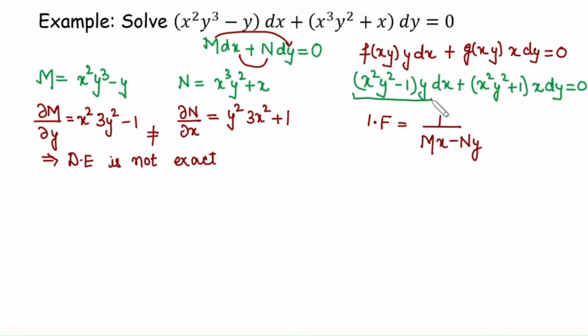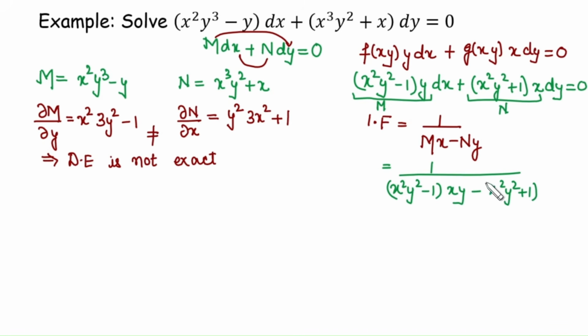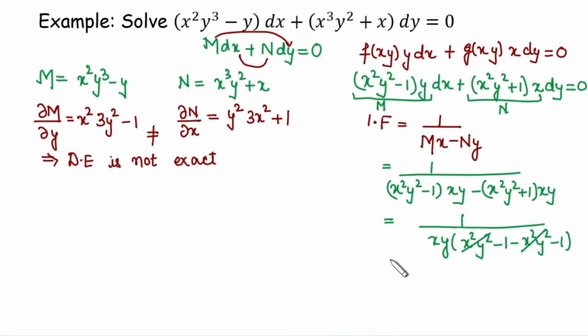So according to this, this is the value of m and this is the value of n. Substitute m and n here. It results in 1 upon (x square y square minus 1) into xy minus (x square y square plus 1) into xy. More simplify this, 1 upon xy common. Remaining terms are (x square y square minus 1) minus (x square y square plus 1). The x square y square term gets cancelled. We will get minus 1 upon 2xy.